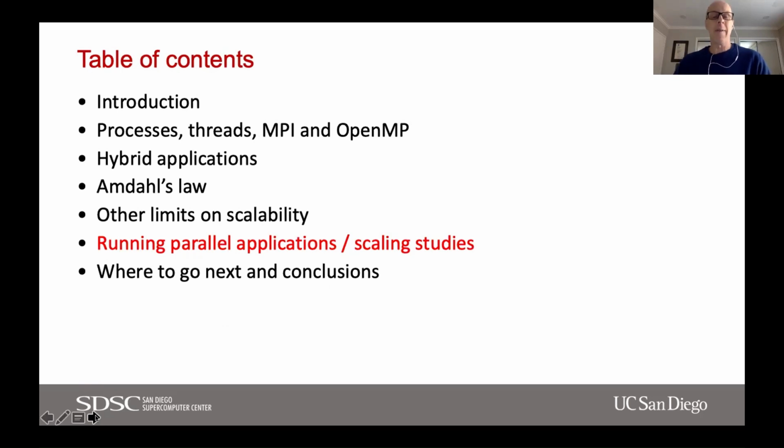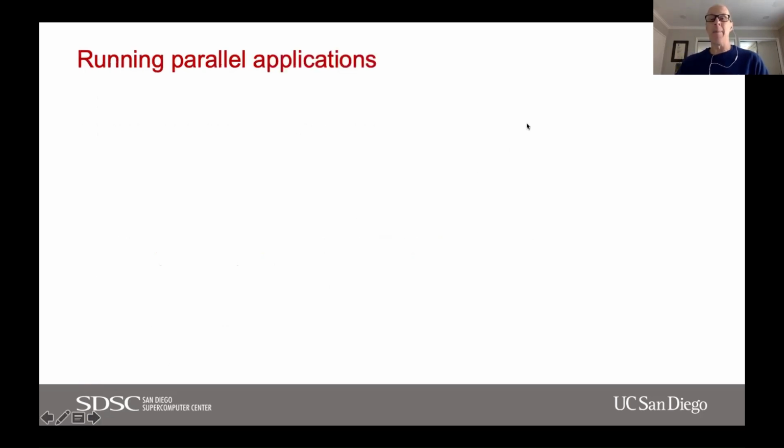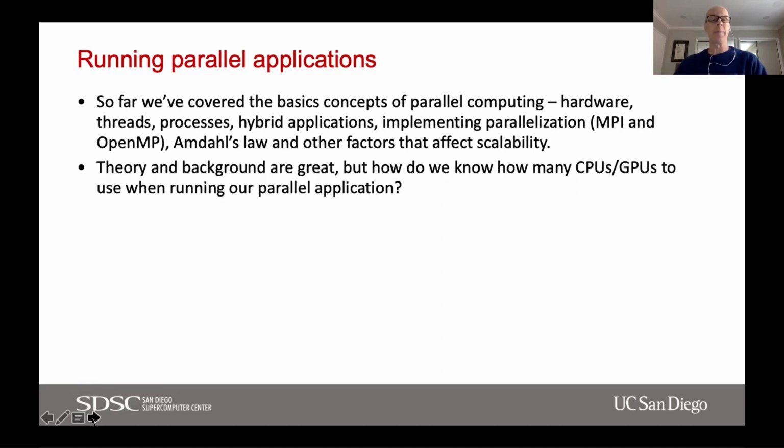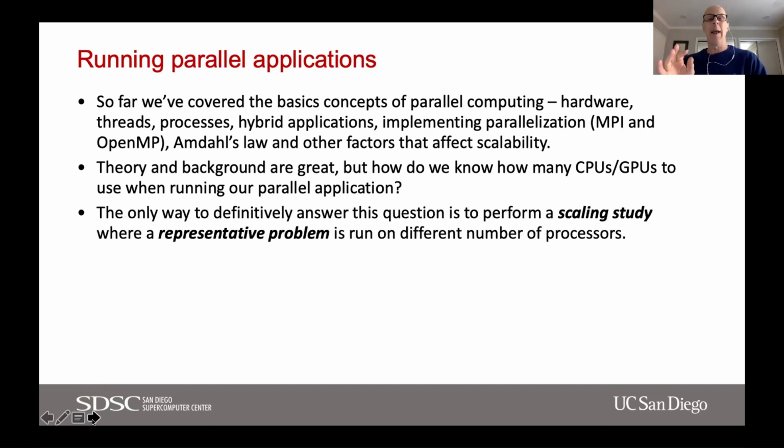Okay. So running parallel applications and scaling studies, this is going to be the last major topic before we wrap up. So we've covered the basics of parallel computing: hardware, threads, processes, hybrid applications, the implementations, MPI and OpenMP, Amdahl's law, and other factors that affect scalability. So we've got all this theory and background, but how do we know how many CPUs or GPUs to use when we're running our parallel application? And the only way to definitively answer that question is to perform a scaling study where a representative problem is run on a different number of processes.